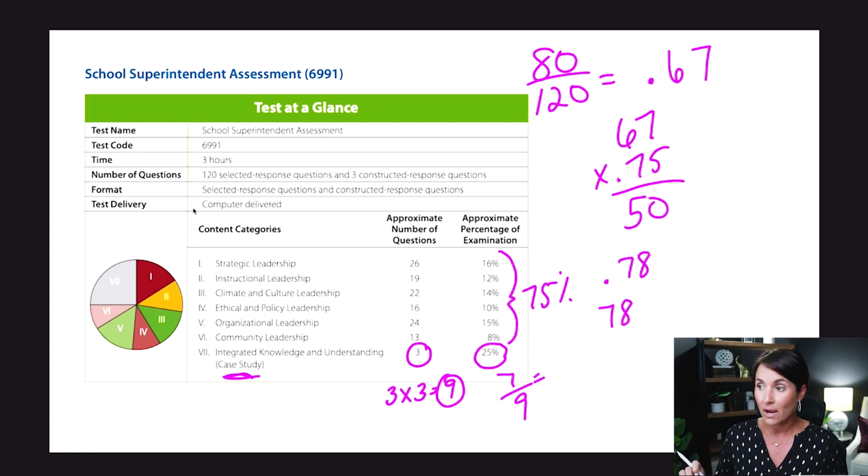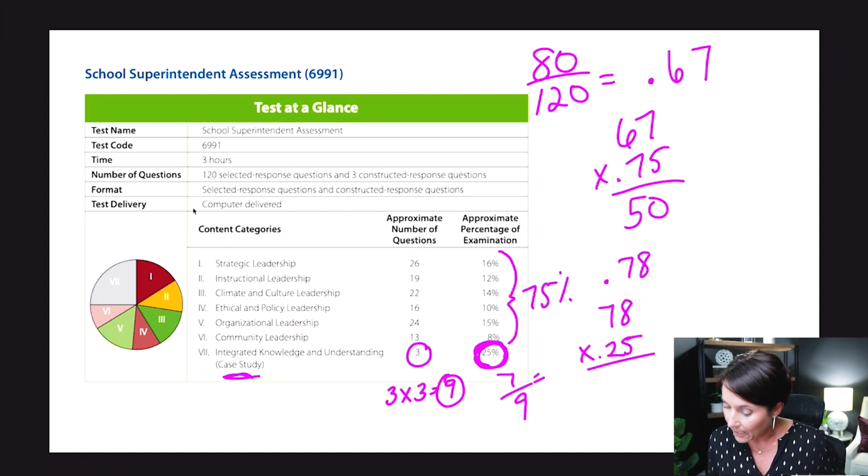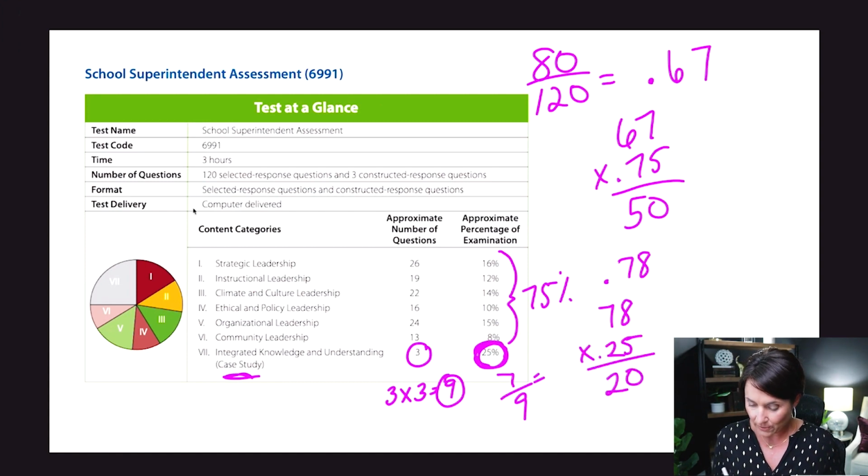So I have 7 over 9, and that equals 0.78. Now I'm going to multiply that by 0.25 because it's 25% of the exam. All right. So if I take 78 times 0.25, I get 19.5. We can round up to 20 if you want, just to make it easy. So 0.78 times 0.25, and I get 19.5. We're going to just round to 20.